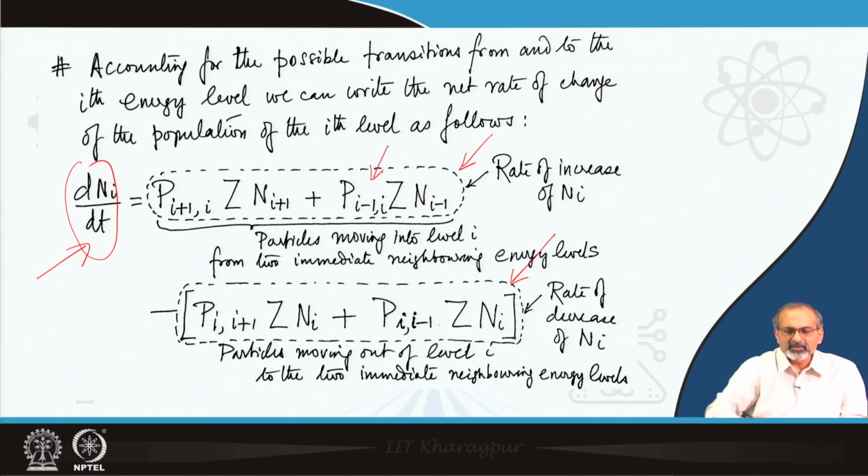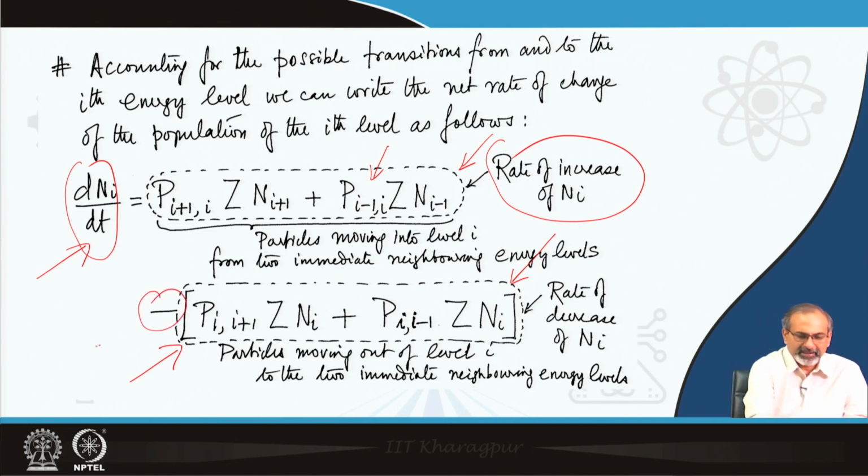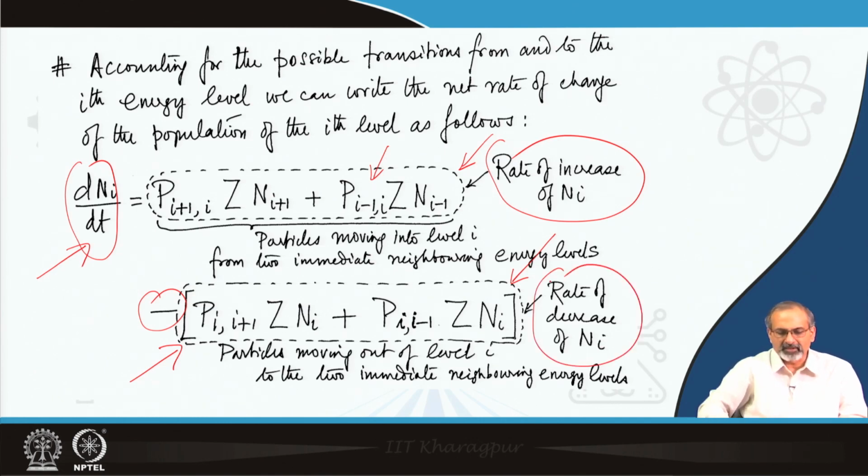Similarly, P(i-1,i) Z N(i-1) indicates particles which are moving into the energy level i from energy level i minus 1. So, these would increase the Ni count, and there is of course a rate involved with it, while the remaining two terms, the third and the fourth term, are accompanied by a negative sign because they lead to a rate of decrease of Ni.